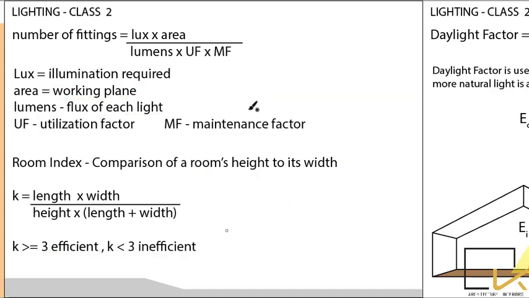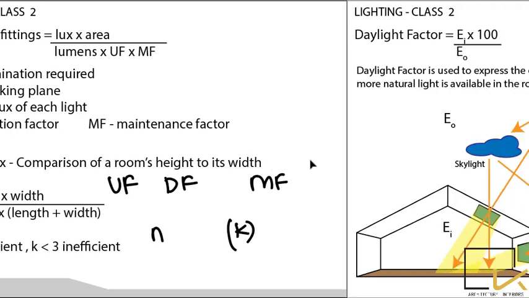So those are the common terms we saw: first the number of fittings, and second the room index. Right now in this class, from the start, we saw utilization factor, depreciation factor, maintenance factor, and luminous efficiency. We saw the difference between a light source and a luminaire. Then we saw these various terms associated with lighting, then the number of fittings, and then the room index.